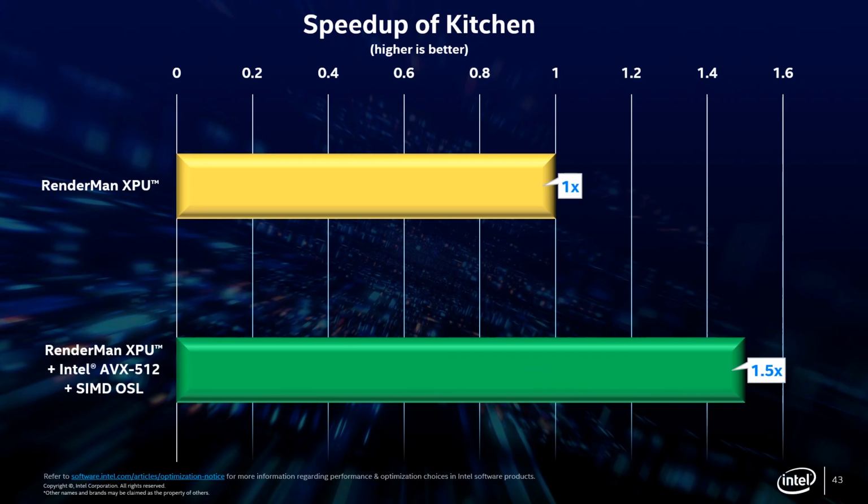Again, considering the texture subsystem hasn't been optimized yet, this is a really good result. We have more optimizations to make in the new XPU architecture. We can further improve batch utilization, transition to more SIMD-friendly data layouts, and optimize the texture subsystem. Together, this should further magnify the Intel AVX-512 benefits. It's going to be awesome.